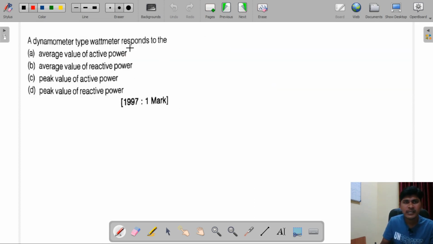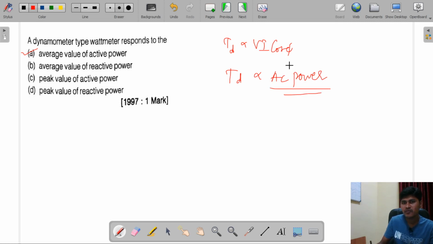Next one: a dynamometer type wattmeter responds to average value of active power, average value of reactive power, or peak value. It responds to the average value of active power, nothing but P, average power. You know that TD is directly proportional to VI cos phi in a dynamometer type wattmeter, that is, directly proportional to AC power. This AC power, VI cos phi, is nothing but active power. So the average value of active power.